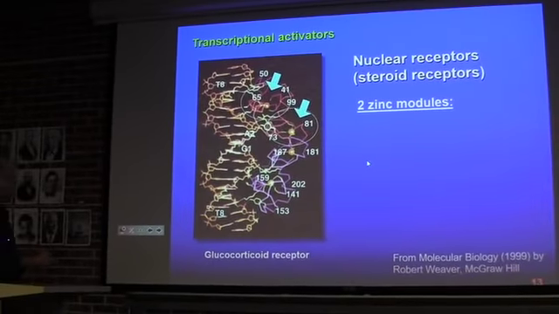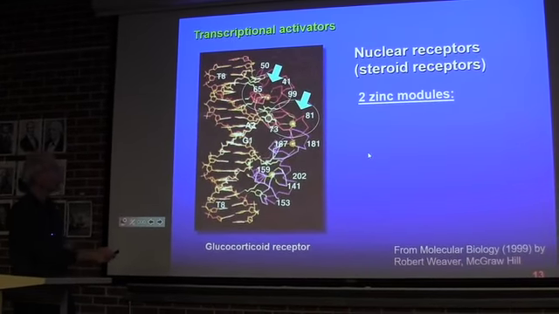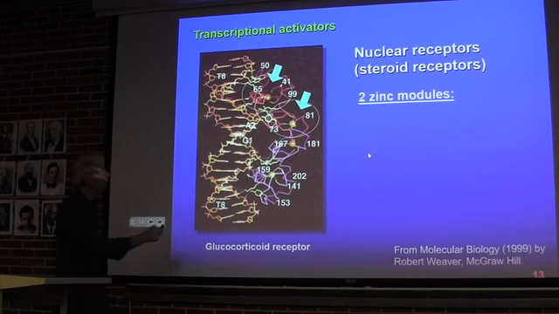Okay, the nuclear receptor, and we talked about this. I think this is about where we stopped. Here you see the 2 zinc modules. There's 1 zinc ion here, 1 zinc ion there, and this represents a monomer.